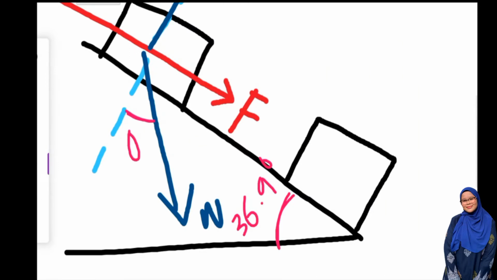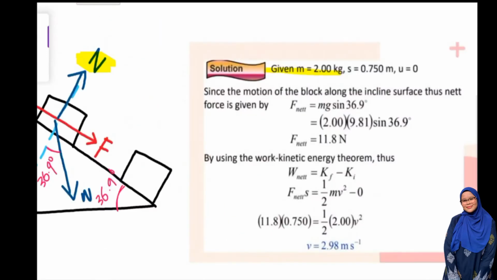Okay, so we get like that. Okay, so this is the solution.